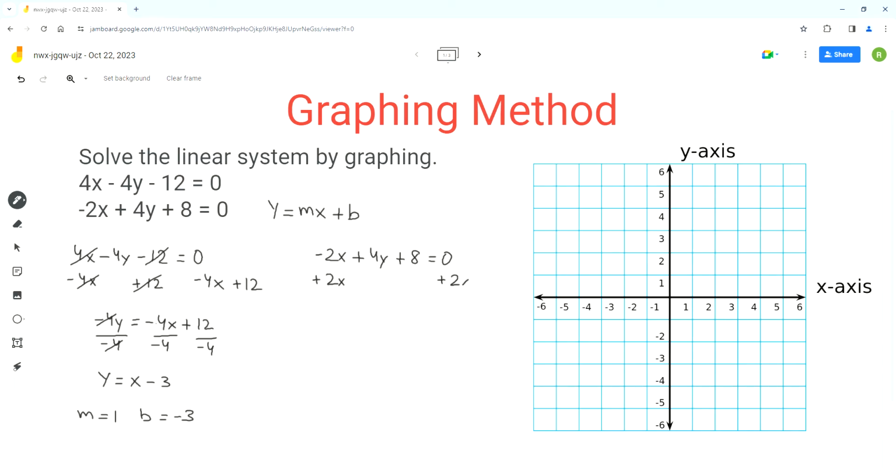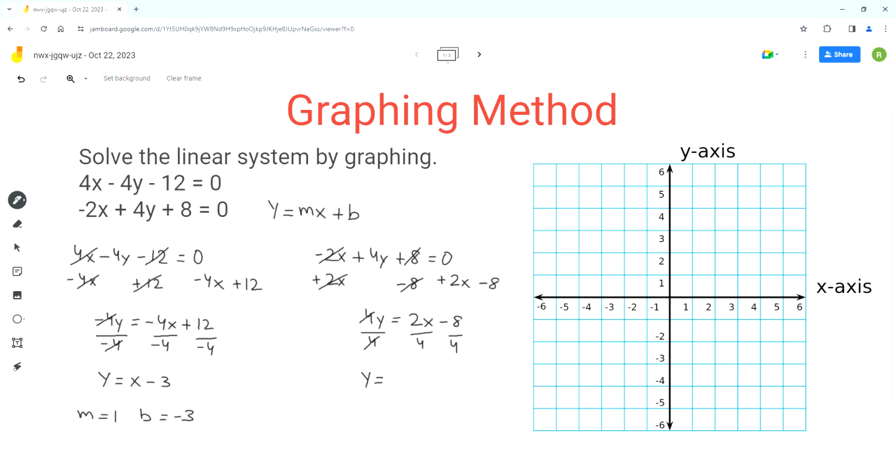So the 2x's on the left side cancel each other out. And then we subtract 8 from both sides. So the 8's on the left side cancel each other out. So we get 4y equals 2x minus 8. Now we can isolate y by dividing each term by 4. So the 4's on the left side cancel each other out and we get y equals.